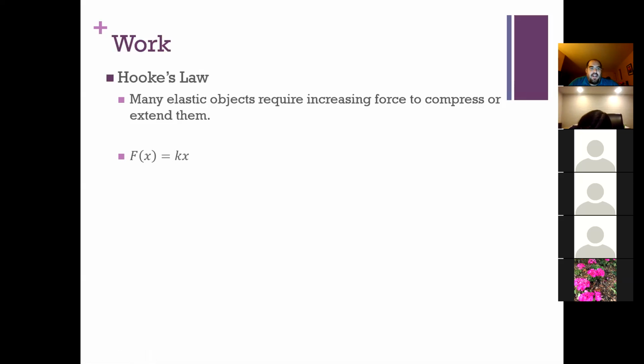That constant of proportionality is usually represented by k. You'll also hear it called the stiffness of a spring. Basically, the larger k is, the more force is required to displace a spring, to change its length in either direction.